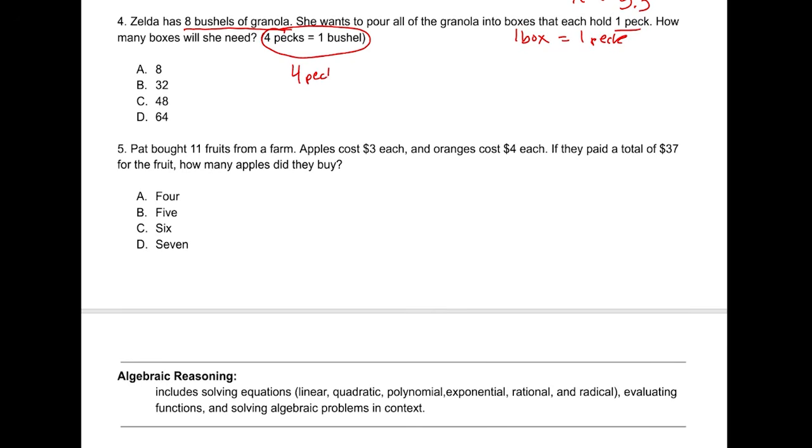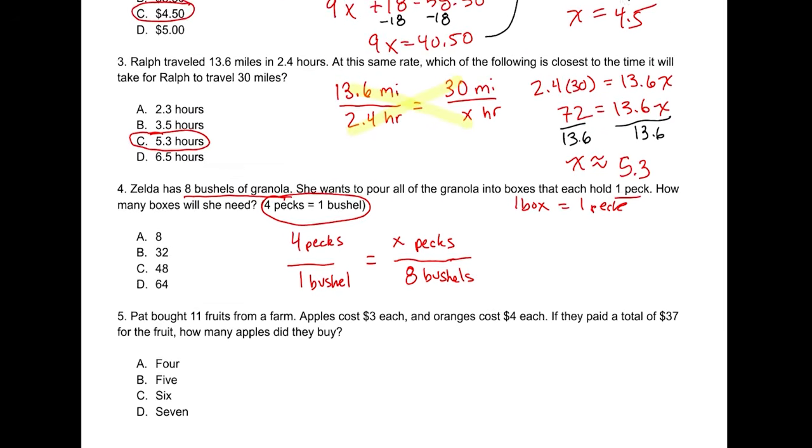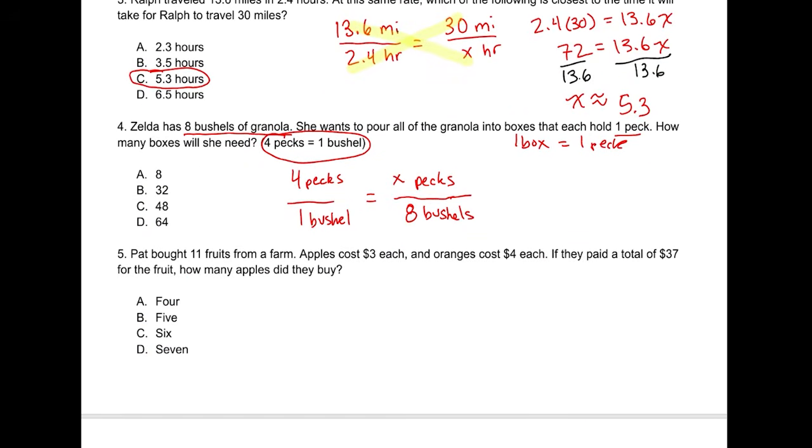So 4 pecks is to 1 bushel, as how many pecks is to 8 bushels. Now, you could solve this using cross products like we did in number 3 and in number 1, but you could also just identify the scale factor here. You can see, like with the denominators, I'm just multiplying by 8. So if I do that with the numerators, 4 times 8 is going to be 32, and that's our answer. So you can kind of shortcut your way through this if you can easily see what the scale factor is.